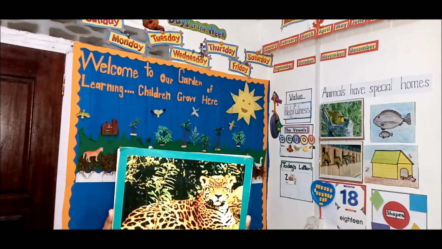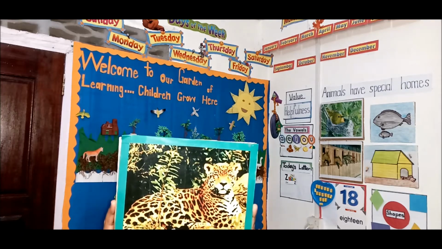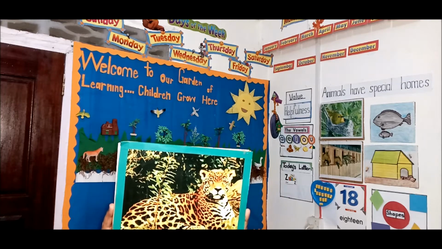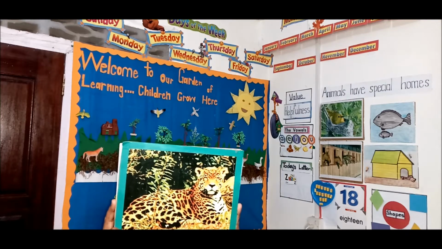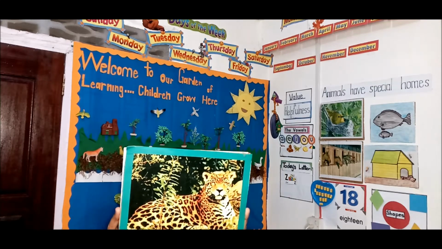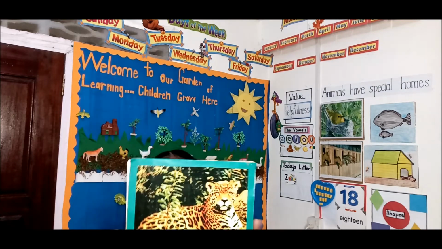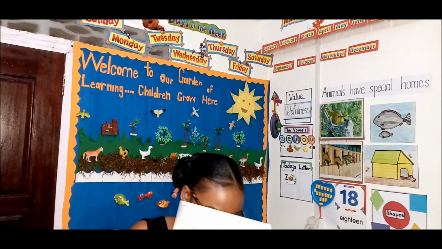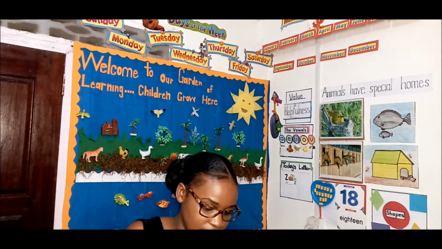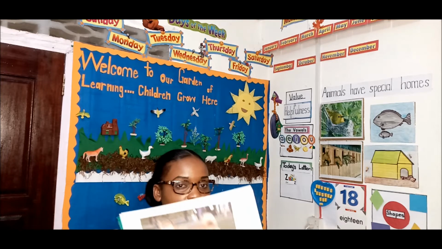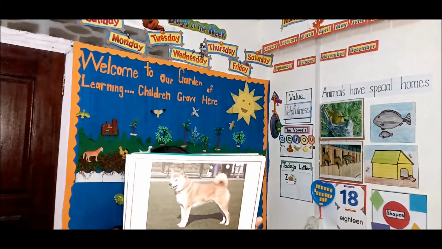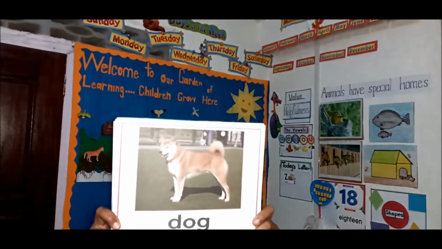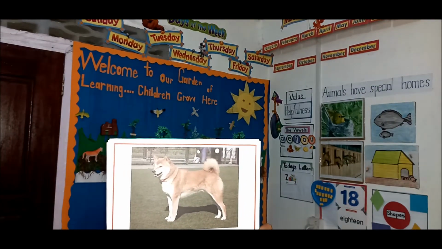Okay, boys and girls? So therefore, the jaguar is a wild animal. It lives in the jungle. And the dog lives in a kennel. Look, the dog is here. Yes, this dog lives in a kennel. Remember we said that the home of a dog is called a kennel? Yes. So this dog lives in a kennel. Okay, boys and girls?